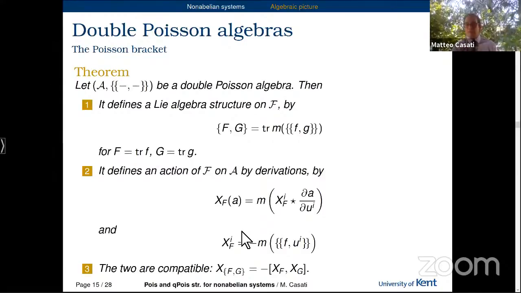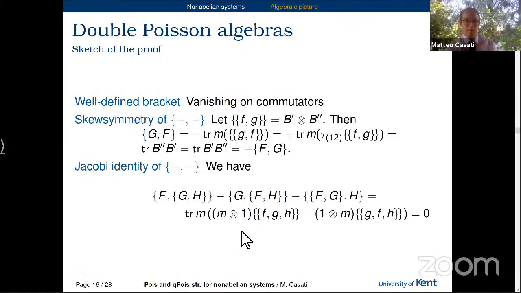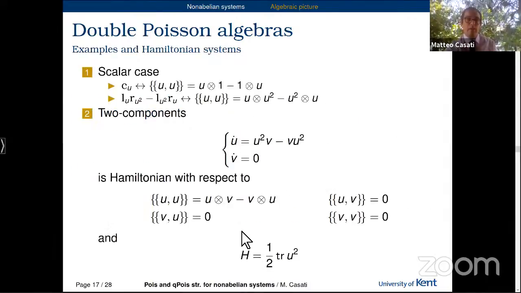So for ODEs, that works nicely. You have that double Poisson algebras define proper Poisson brackets, in the sense of integrable system people, on the space of local functions. We are very happy about it. There is a proof that I don't have time to discuss, and there are examples that I don't have time to discuss.